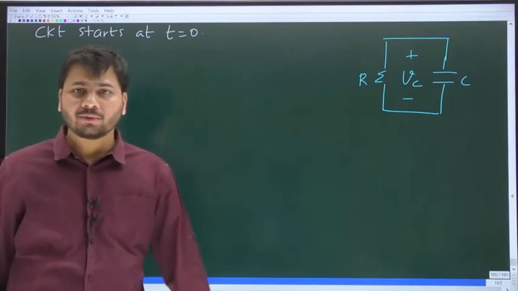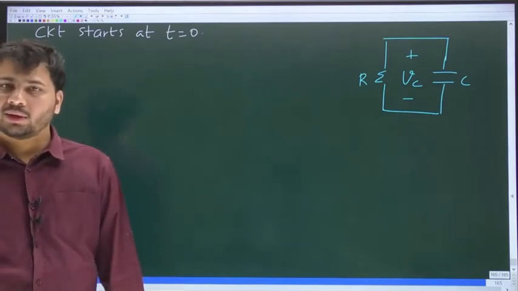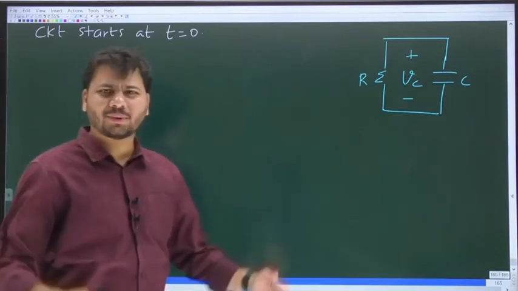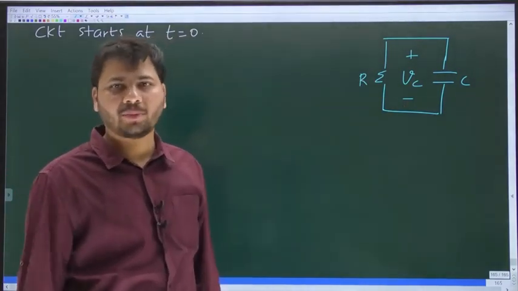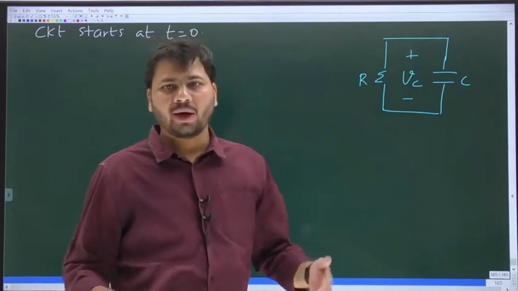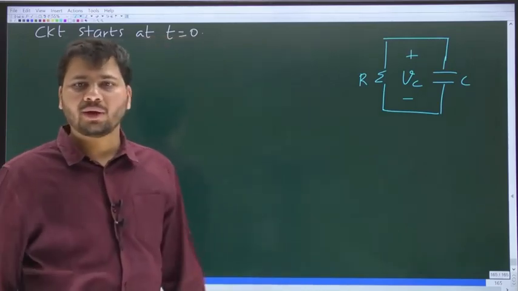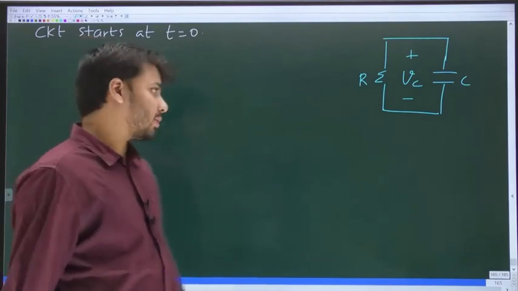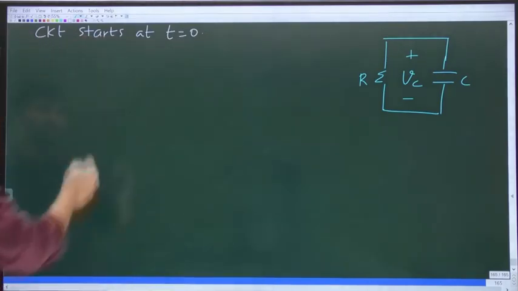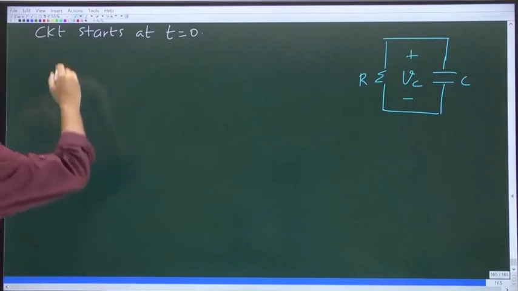I'll repeat myself. This circuit starts at t equal to 0. That means at t equal to 0, the resistor is connected across the capacitor. And anything can happen to the capacitor before t equal to 0. That is like the history of the capacitor.